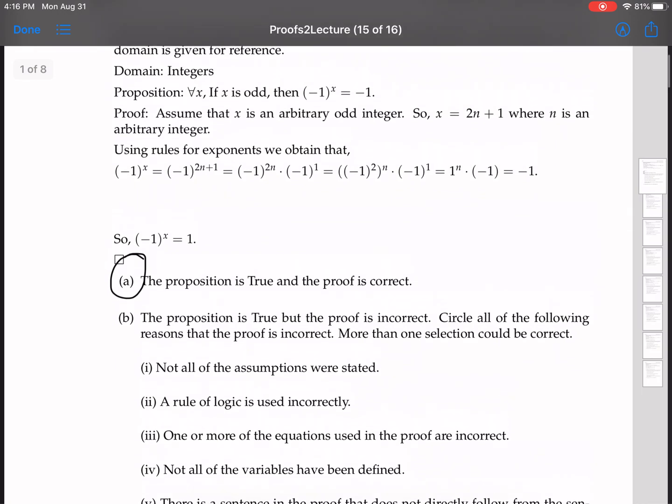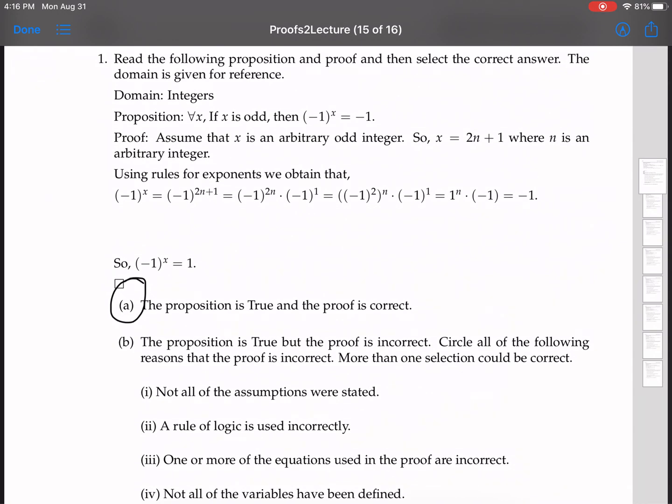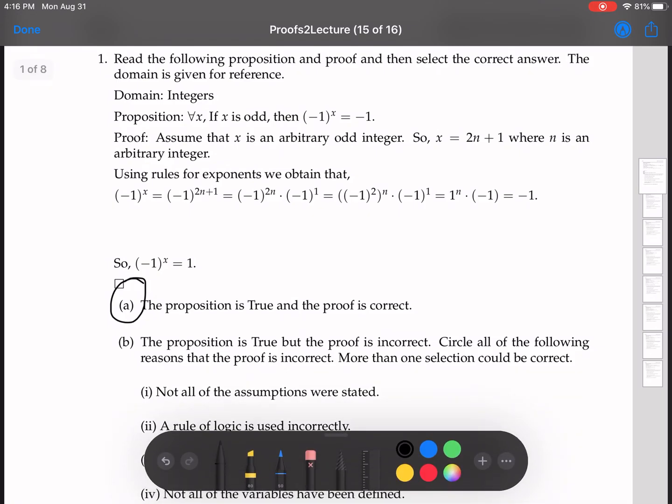A rule of logic is used incorrectly. Let's see, that didn't happen. One or more of the equations used in the proof are incorrect. No, they're all correct. Let me go ahead and talk about that real fast. Let's see. So we're going to look at this line right here. Using the rules for exponents, we obtain that -1 to the x. Okay, so we've already said that. Let me mention something else first.